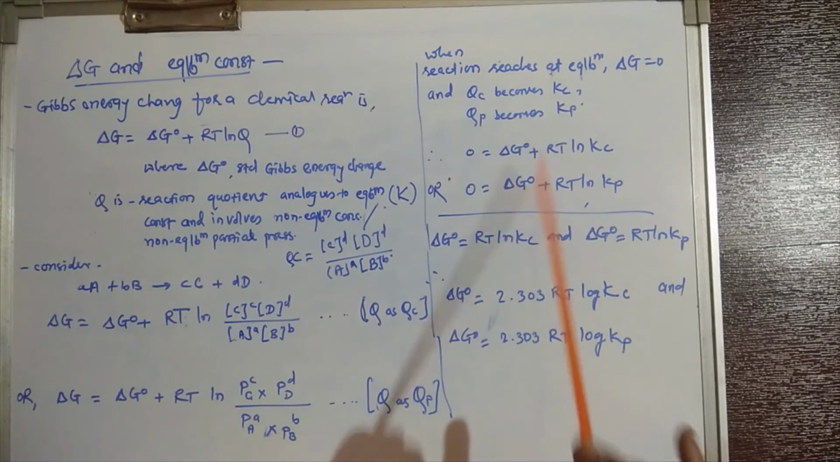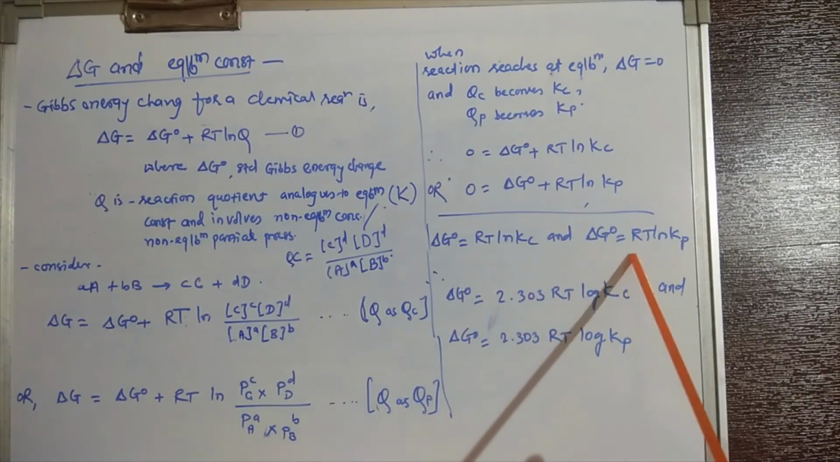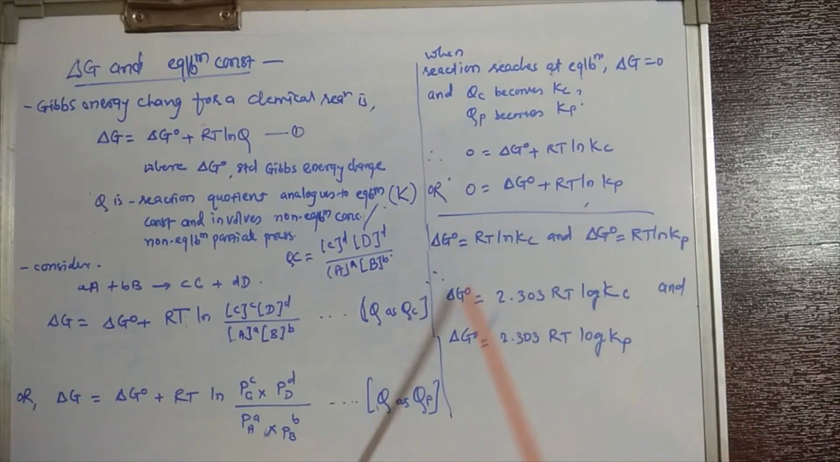So rearranging these two equations, in terms of concentration and in terms of partial pressures, delta G naught is equal to minus RT ln Kc, and delta G naught is equal to minus RT ln Kp. For the logarithmic form, the equations become delta G naught is equal to minus 2.303 RT log Kc in terms of equilibrium concentration. Delta G naught is equal to minus 2.303 RT log Kp in terms of partial pressures. So these two equations give the relation between the standard Gibbs energy and the equilibrium constants Kc and Kp.